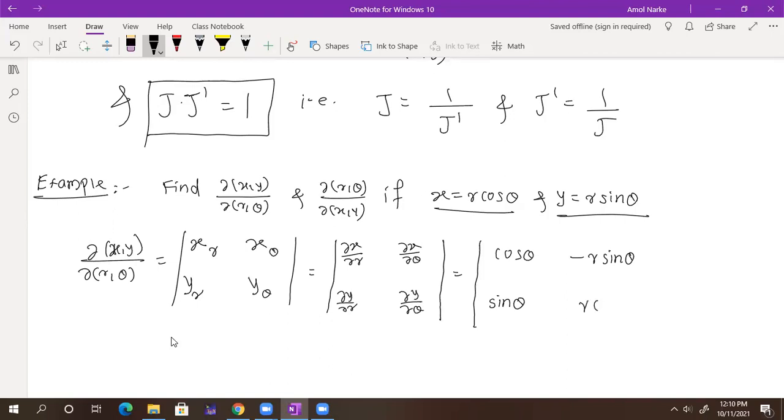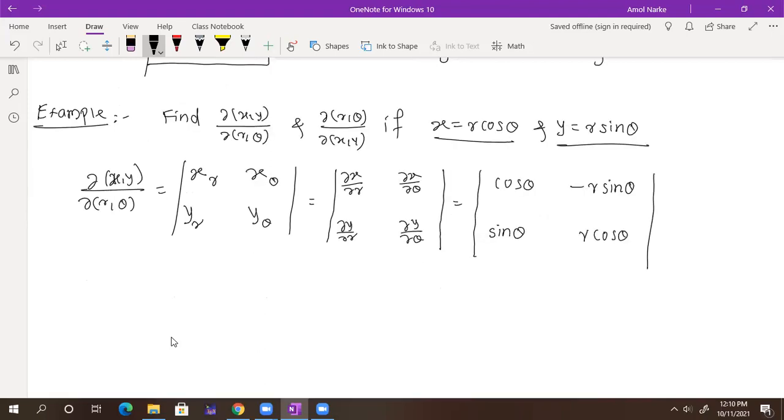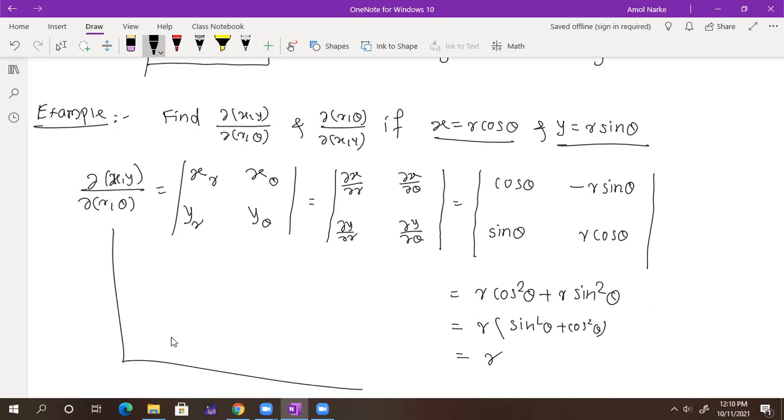Now you know how to find it. This is the determinant. So what are you getting? r cos square theta, and minus minus plus becomes r sin square theta. You can take r as common. What remains? Sin square theta plus cos square theta. This is nothing but the trigonometric identity. So this is nothing but what?